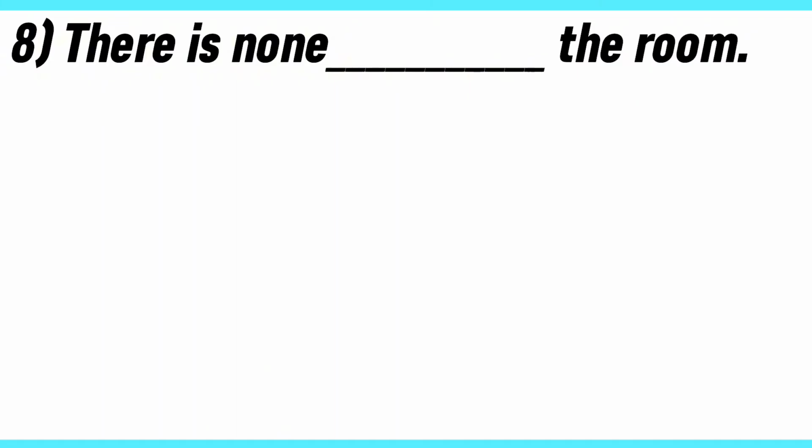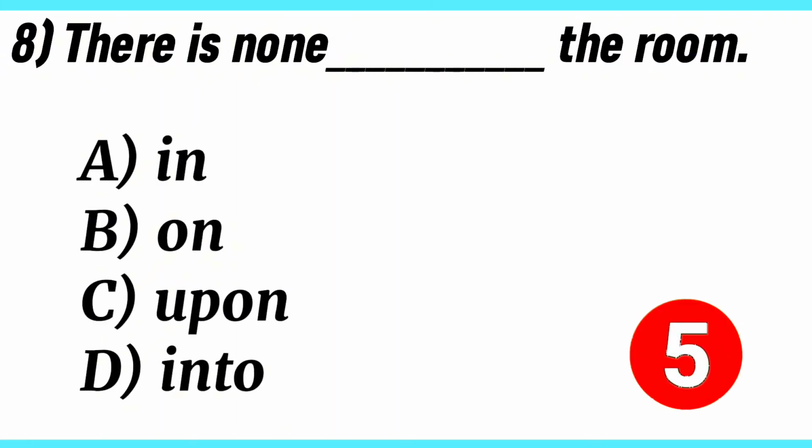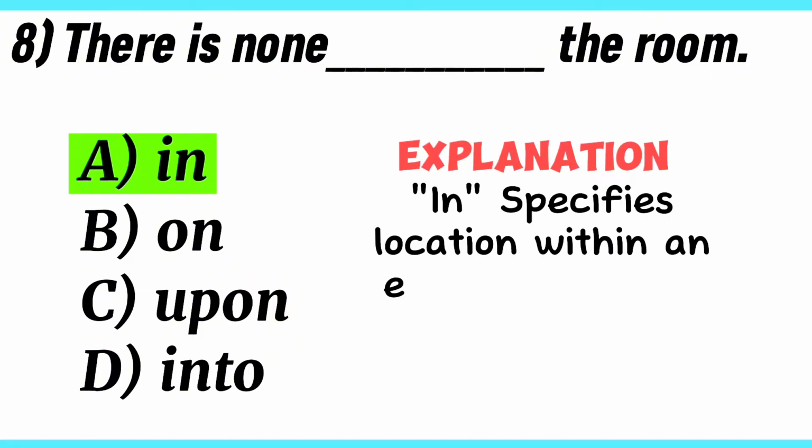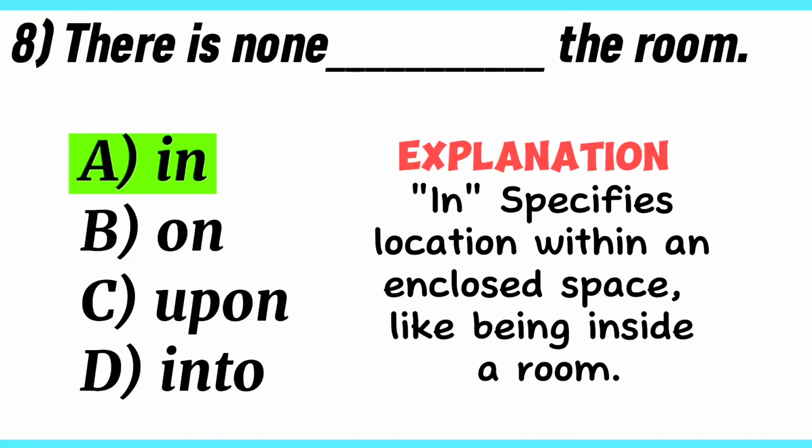There is none dash the room. The correct answer is option A, in. Explanation: in specifies location within an enclosed space, like being inside a room.